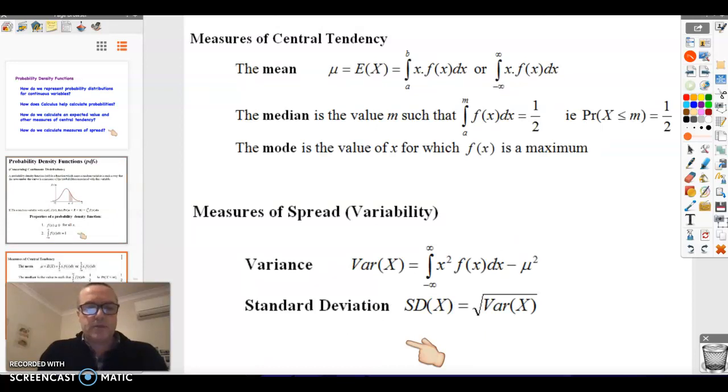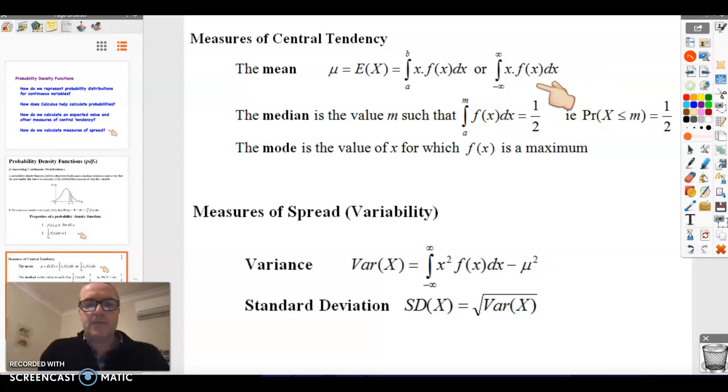You might want to pause this screen and write down a few of these formulas. We've got a formula for the mean or the expected value of a continuous random variable. It's an integral from a to b, or from negative infinity to infinity, not of the function but of x times the function, which sort of mirrors that formula in discrete distributions where we multiply each discrete value of x with its associated probability.